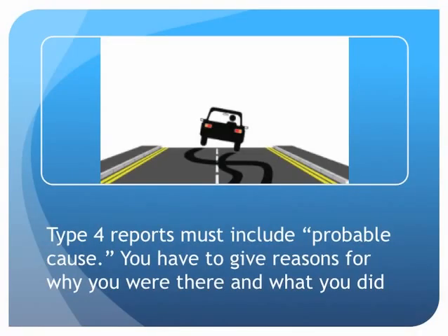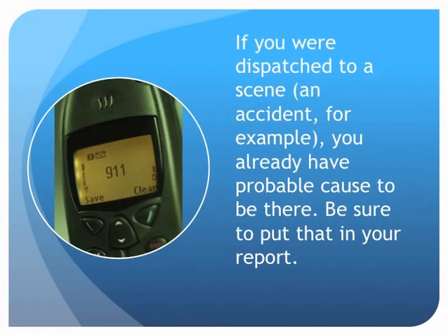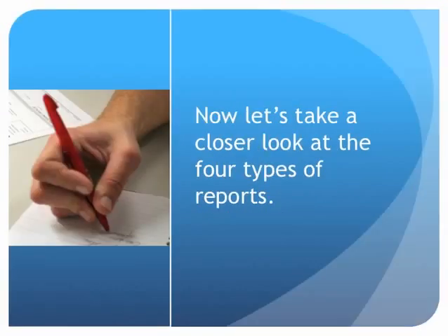Type 4 reports must include probable cause. You have to give reasons for why you were there and what you did. You could write, I saw the car cross the center line 3 times. If you were dispatched to a scene, for an accident for example, you already have probable cause to be there. Be sure to put that in your report. And remember to establish probable cause any time you initiate an action, such as searching a vehicle or drawing your weapon. Now let's take a closer look at the 4 types of reports.